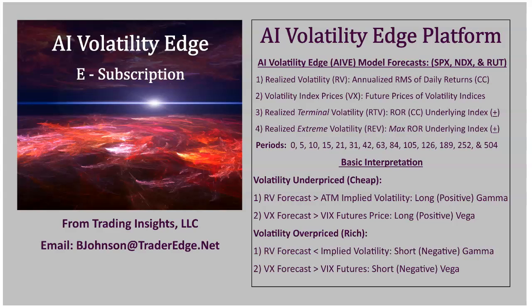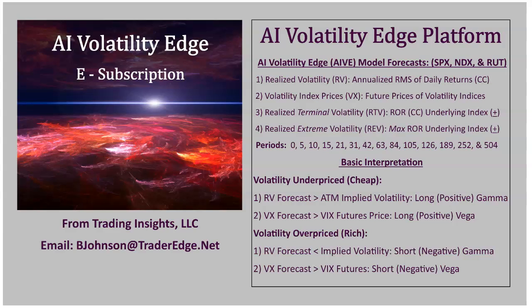The AI Volatility Edge platform provides 4 different types of volatility forecasts for 3 different indices. The indices are the SPX, the S&P 500, the NDX, the NASDAQ, and the RUT, the Russell 2000. The 4 different types of volatility forecast are 1. Realized volatility, 2. Volatility index prices, 3. Realized terminal volatility, and 4.